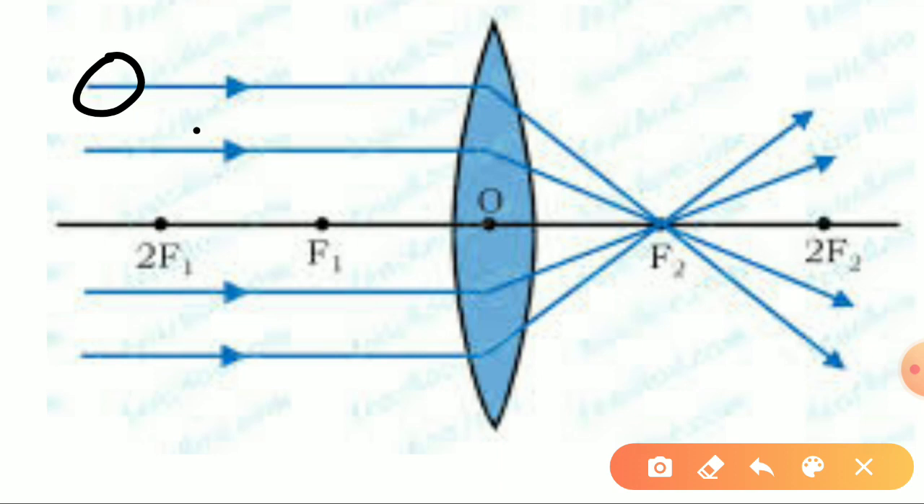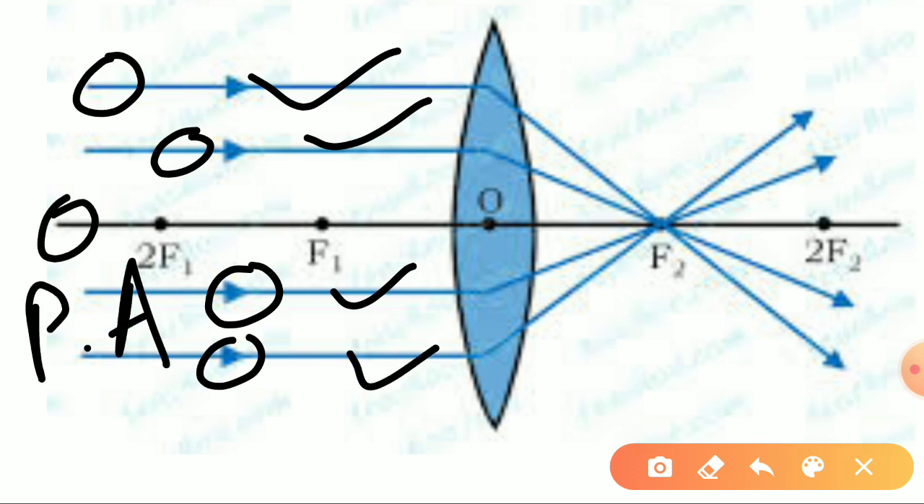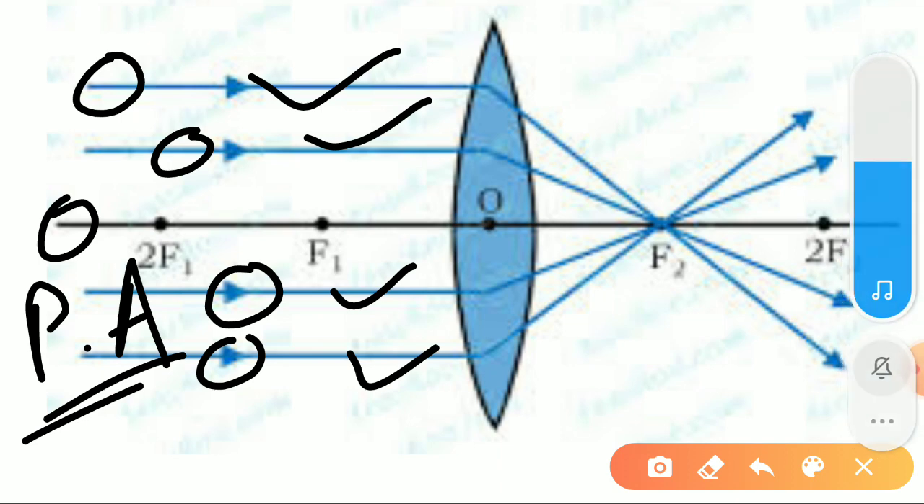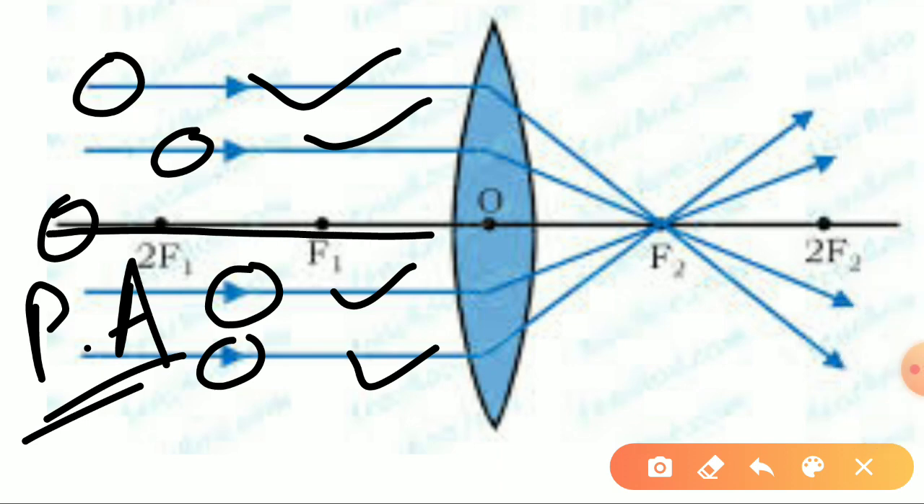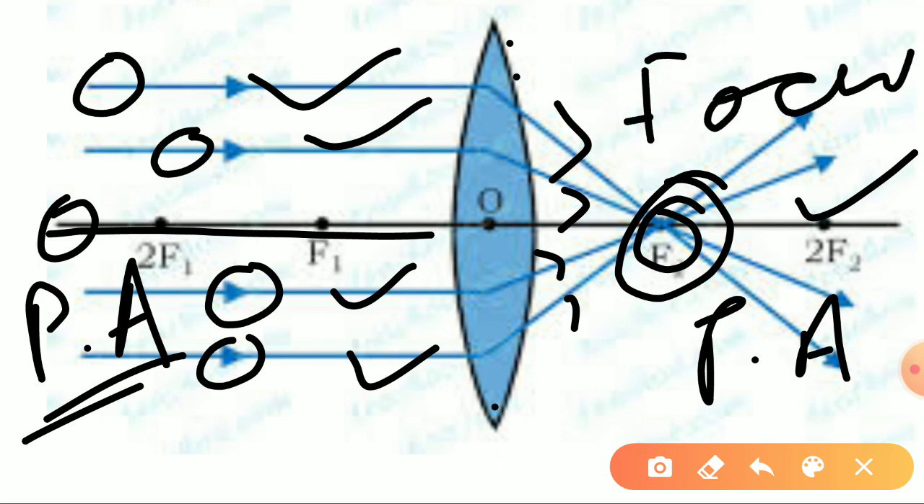These are the incident rays of light, and all these rays of light are parallel to the principal axis. After refraction, these rays which are parallel to the principal axis all converge at a point on the principal axis. That point is known as the focus, the first principal focus.